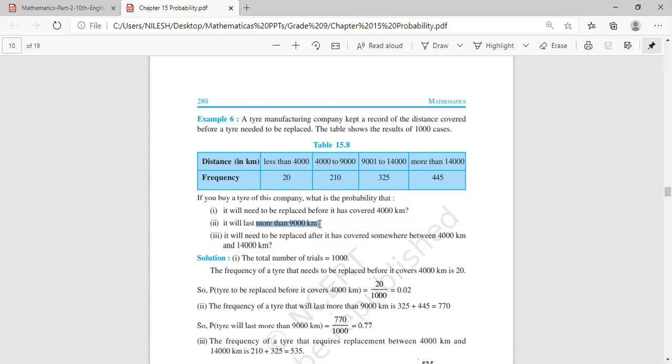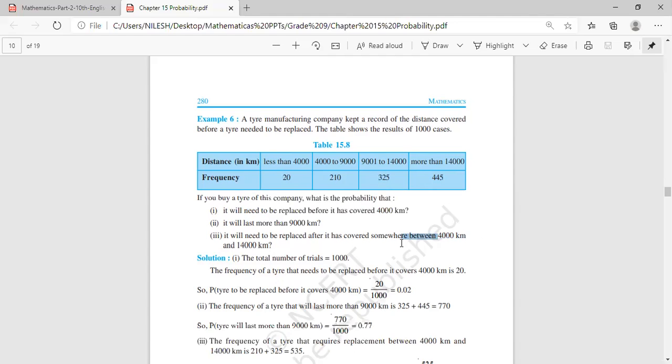More than 9000. 325 upon 1,000. No, beta. Why? Is this not more than 9000? 445. So what should it be? 325 plus 445. Yes or no? Because all these are more than 9000. Yes or no? Yes. Then somewhere between 4000 and 14,000.